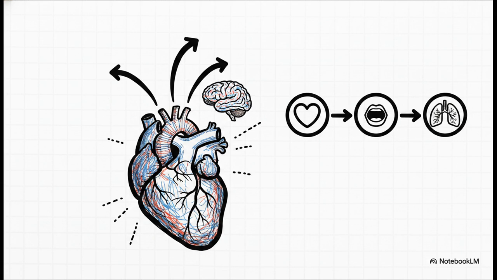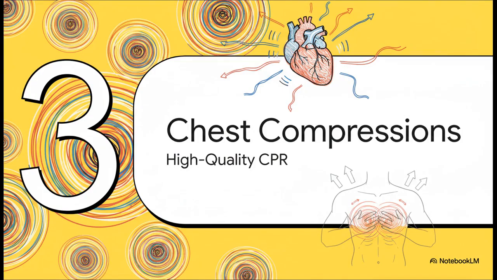But nowadays, once a victim is pulseless, the new priority is CAB: circulation, airway, breathing. Why the swap? Well, because when a heart stops, the oxygen doesn't just magically vanish from the body. It's still in the blood. It's just not moving anywhere. So your absolute immediate goal is to circulate that residual oxygenated blood straight up to the brain to prevent permanent damage. Which leads us perfectly into step 3, high-quality chest compressions.